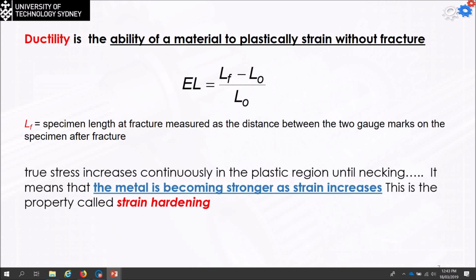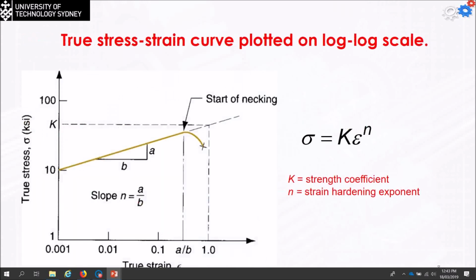The true stress-strain curve plotted on a log-log scale is going to look as follows. In this case, we don't use Hooke's law. Instead, the law we use is the following: the stress is equal to the constant K multiplied by the strain to the power n. To define that, n is the slope of the curve, and K is the strength coefficient, which is different from one metal to another.